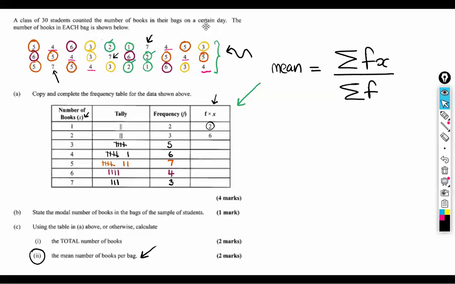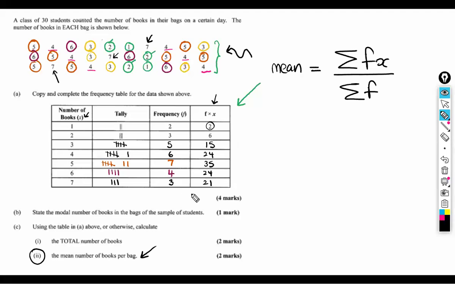Filled out. So let's see. 5 by 3 is 15. 6 by 4 is 24. 7 by 5 is 35. 4 by 6 is 24. And 3 by 7 is 21.